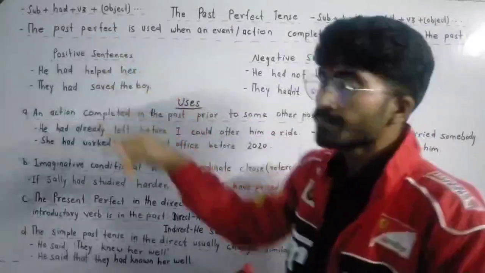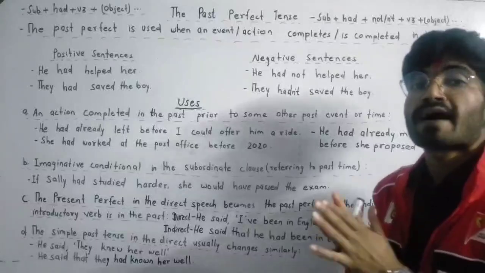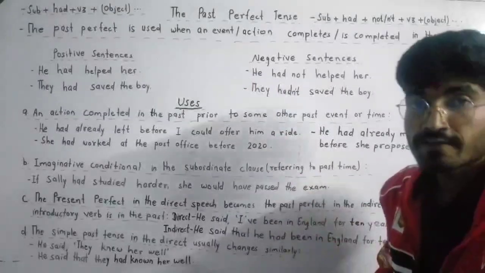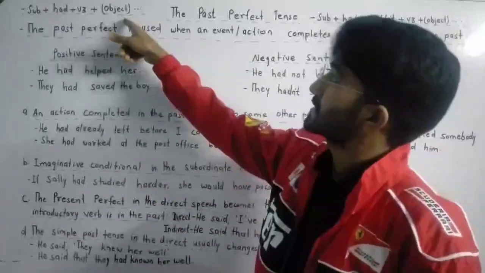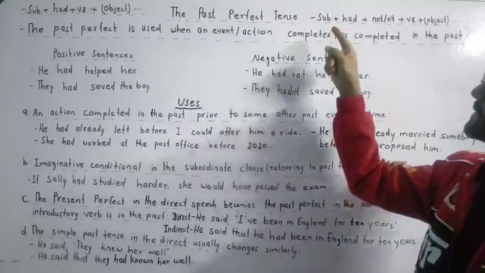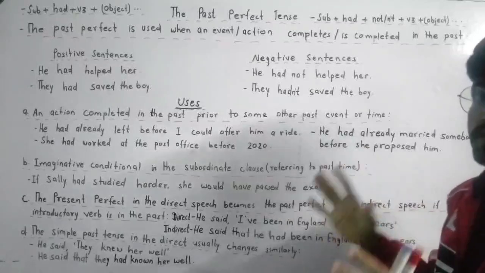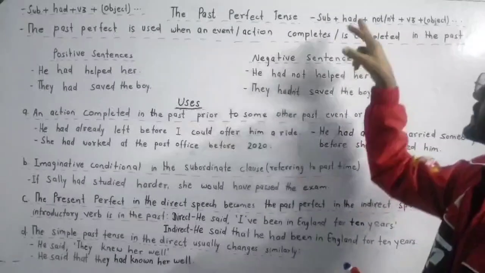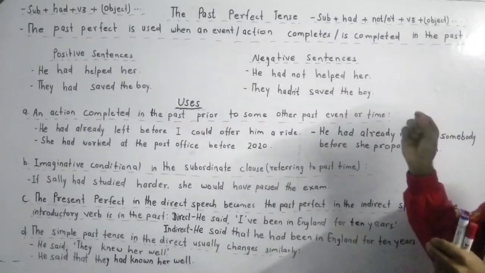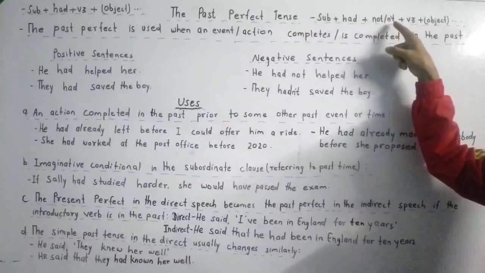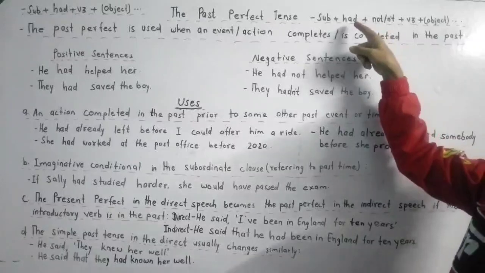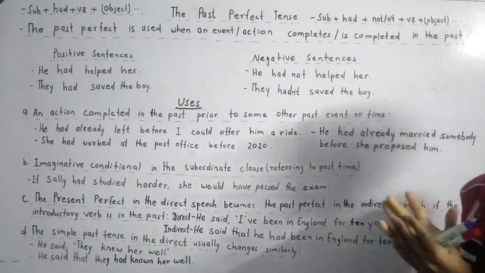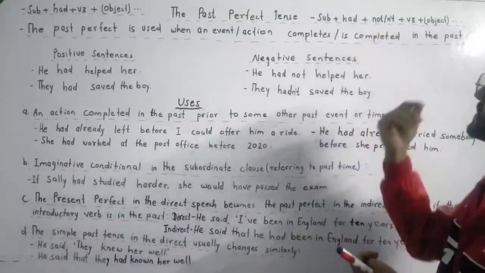Then verb 3. For your information, verb 3 is also called the past participle, and then the object. While changing positive past perfect sentences into negative ones, we change just one thing: we add not or n't after the helping verb had. Everything else is the same.